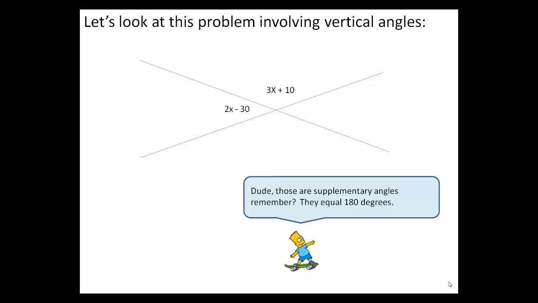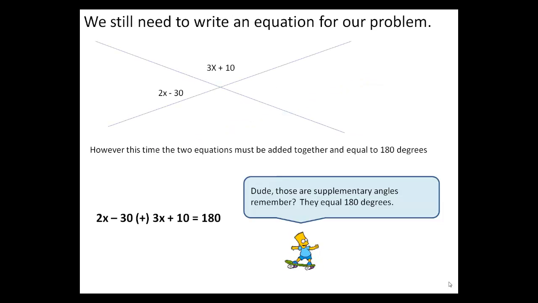Let's look at another problem. 2x minus 30 and 3x plus 10. These two angles are supplementary angles, and together they will equal 180 degrees. We still need to write an equation for our problem. However, this time the two expressions must be added together and equal to 180 degrees, and it will look something like 2x minus 30 plus 3x plus 10 will equal 180 degrees, or 180.